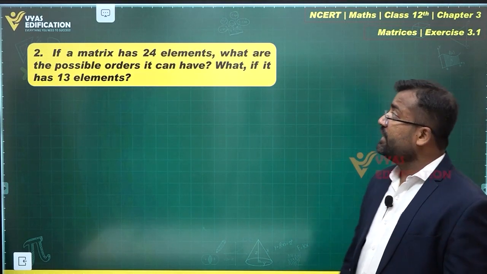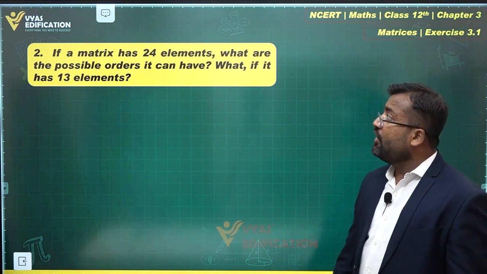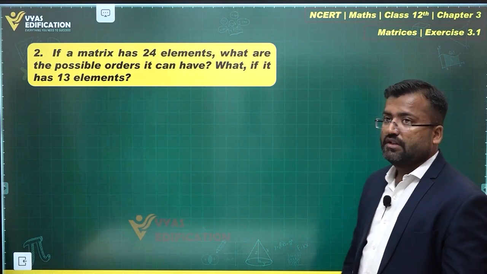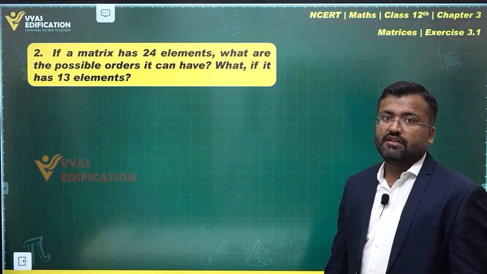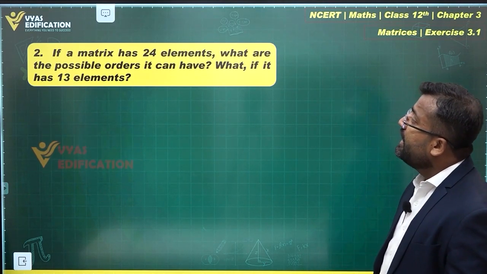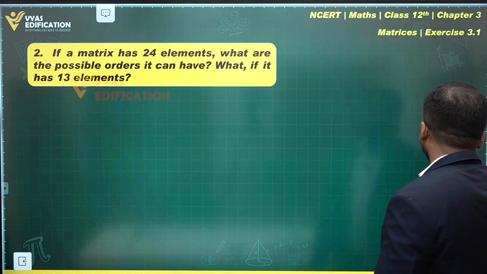Let us take a look at this question next. If a matrix has 24 elements, what are the possible orders it can have? And what if it has 13 elements? Now, there are two questions involved in this. If a matrix has 24 elements, what are the possible orders it can have? Let's take a look at this.